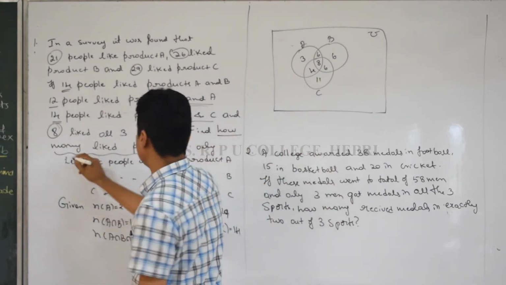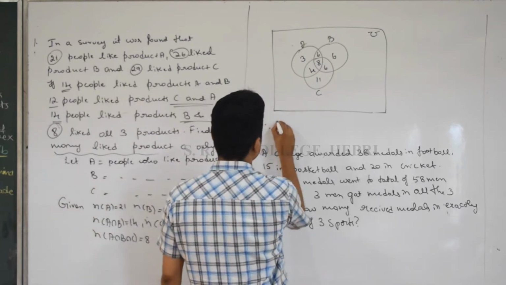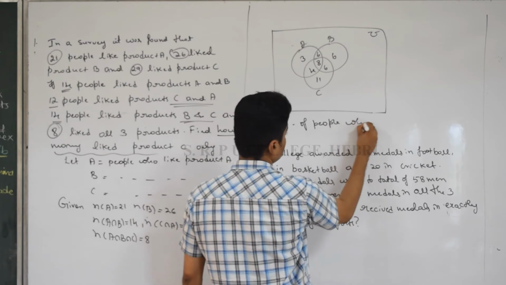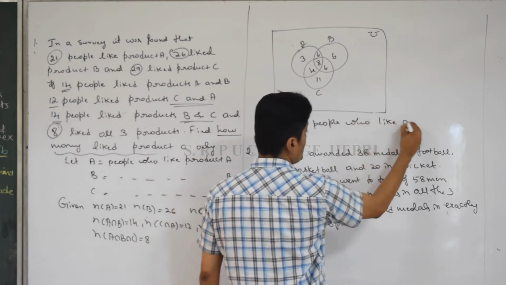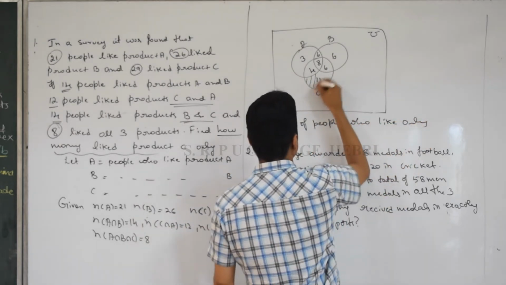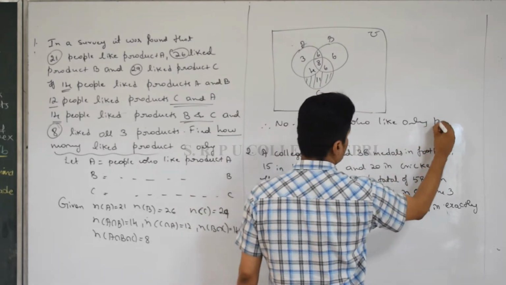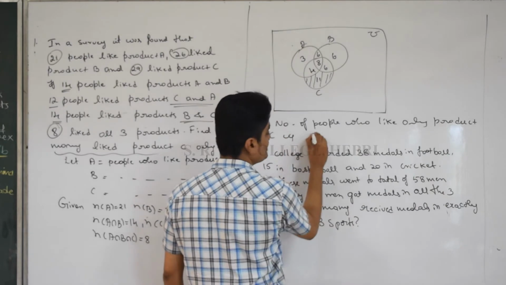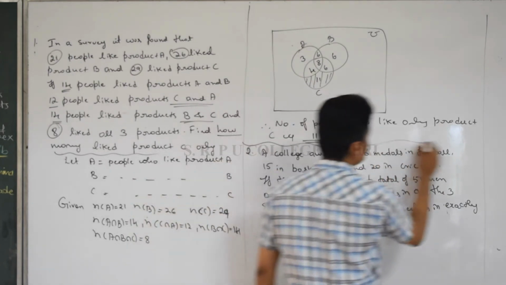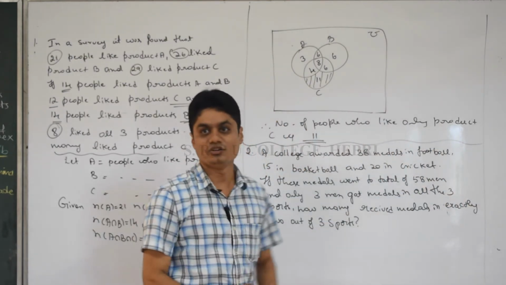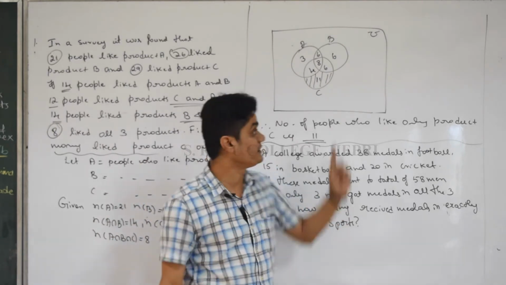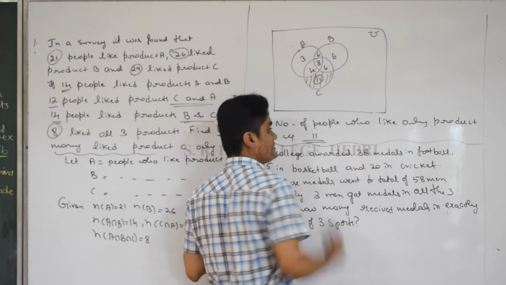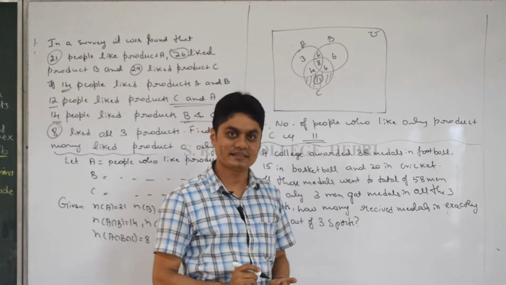How many people like only product C? Therefore the number of people who like only product C, this region, is 11. That's it. See, no formula, nothing, but write this properly and write the Venn diagram, fill the numbers properly, and you'll get the answer. So the answer is only C is 11. So that's it. Understood?